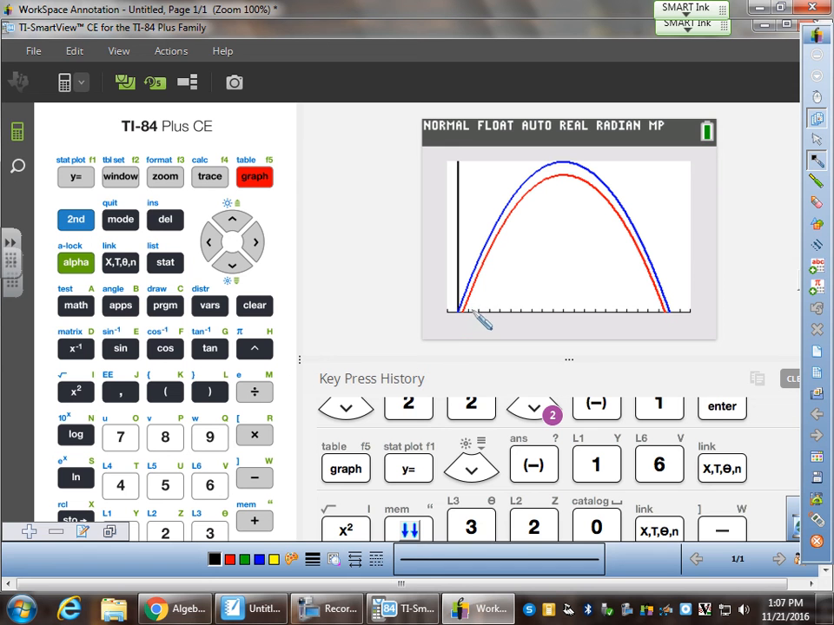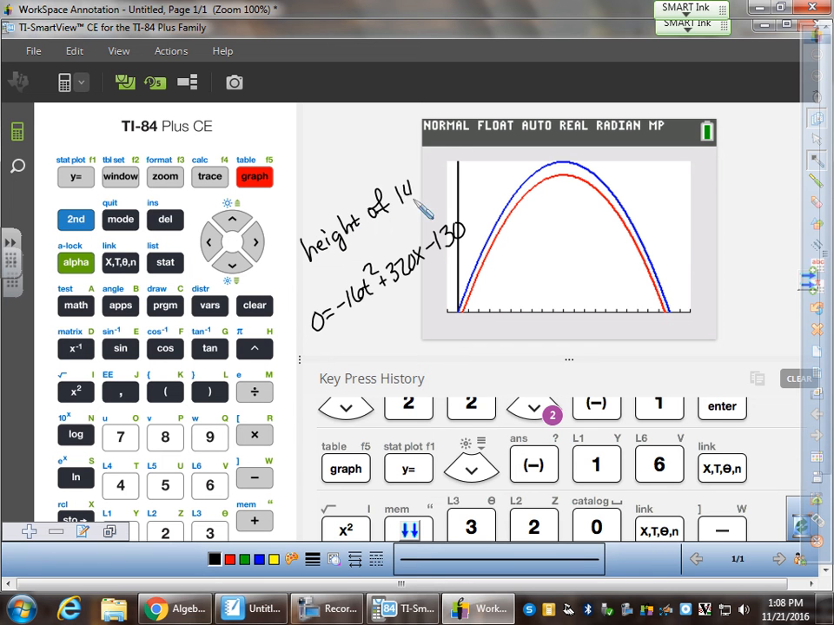Hey, check that out. Okay, so what we've done with this red second graph that has just appeared, when you solve 0 equals -16t squared plus 320t minus 130, we're answering this question, right? When is it at a height of 140? You are actually finding these x-intercepts for this red graph.